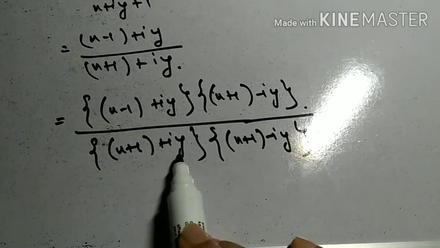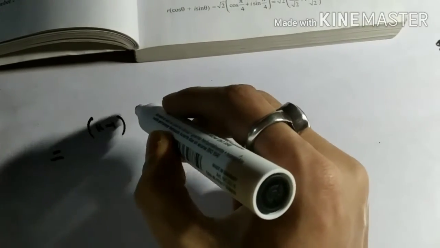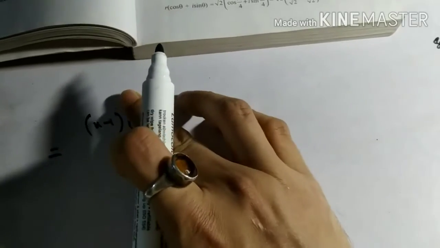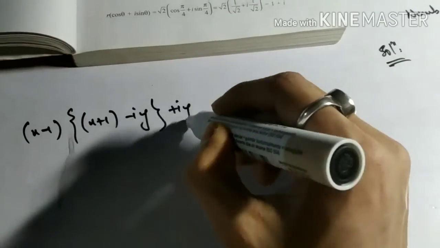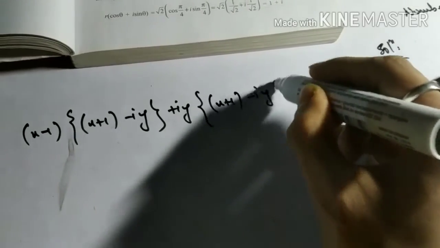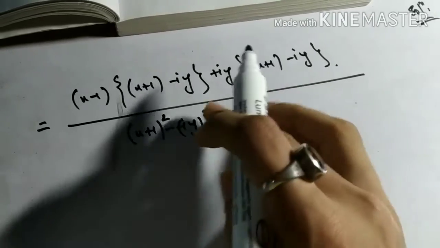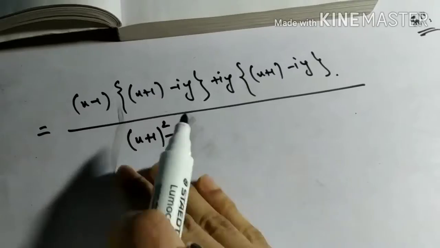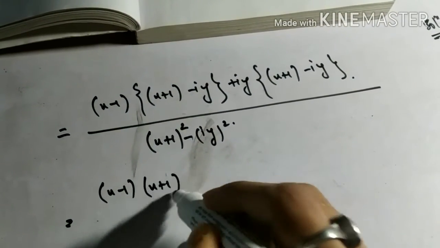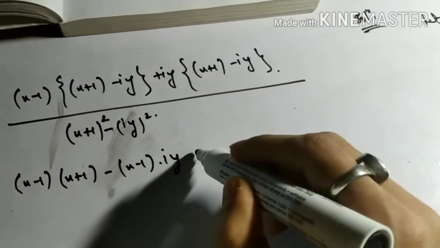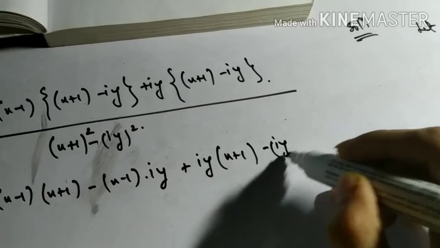This will be the a plus b into a minus b formula in the denominator, so I will get (x minus 1 plus iy) into (x plus 1 minus iy) by (x plus 1) the whole square minus (iy) the whole square. Understand? So I multiply: (x minus 1) into (x plus 1) minus (x minus 1) into iy, plus iy into (x plus 1), minus this, it will become (iy) the whole square.